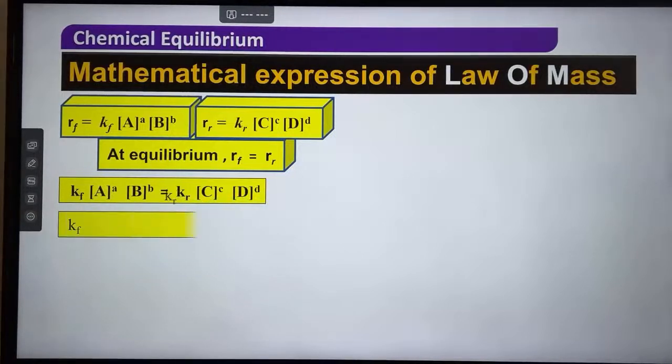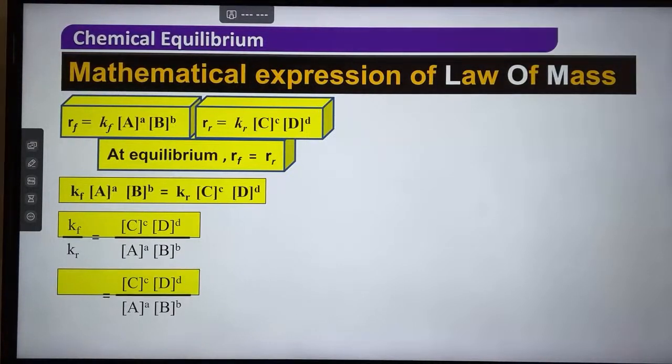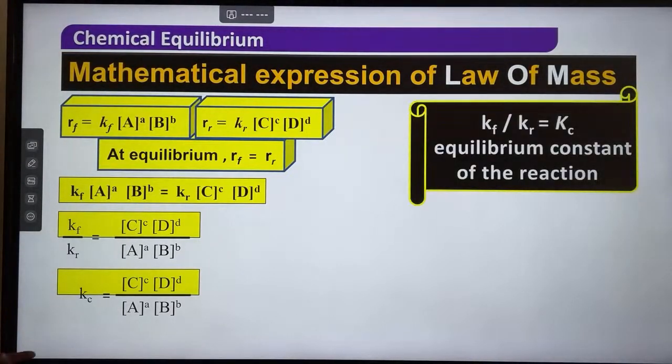So if we rearrange it, we get K forward by K backward as product concentration to the power of their stoichiometric coefficient upon reactant concentration to their stoichiometric coefficient, and this is termed as equilibrium constant, K forward upon K backward. Is it clear? You got it?